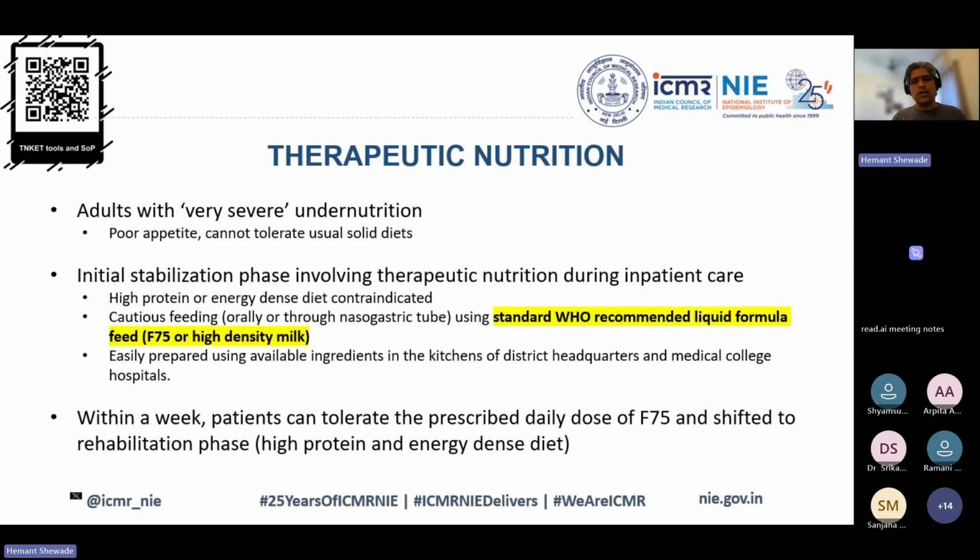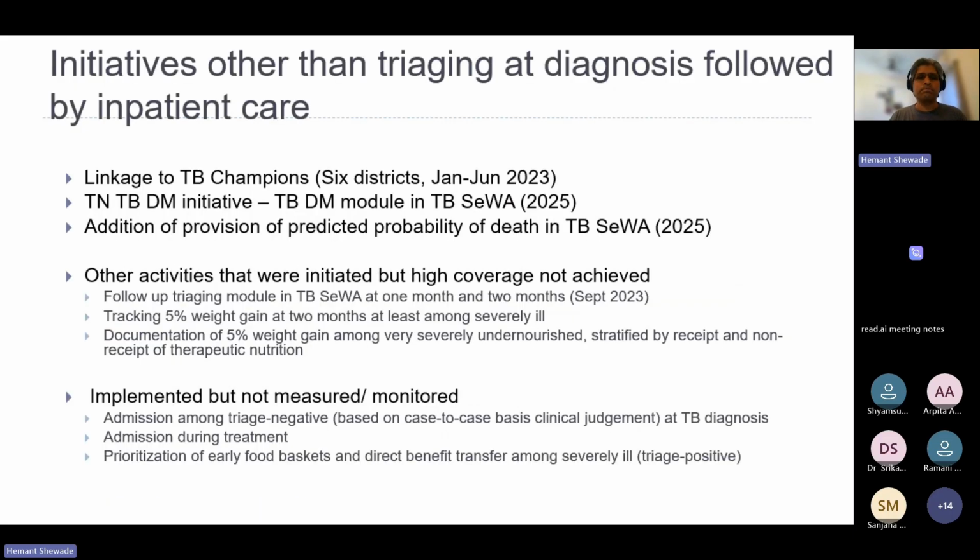So within a week of inpatient care, that is stabilization, patients can tolerate the prescribed daily dose of F75, which is around 1500 ml for an adult, and then can be shifted to the rehab phase, a high calorie and high energy dense diet, and then can be discharged depending on whether they are consuming their high calorie and high protein diet, and along with that, other discharge criteria are also met.